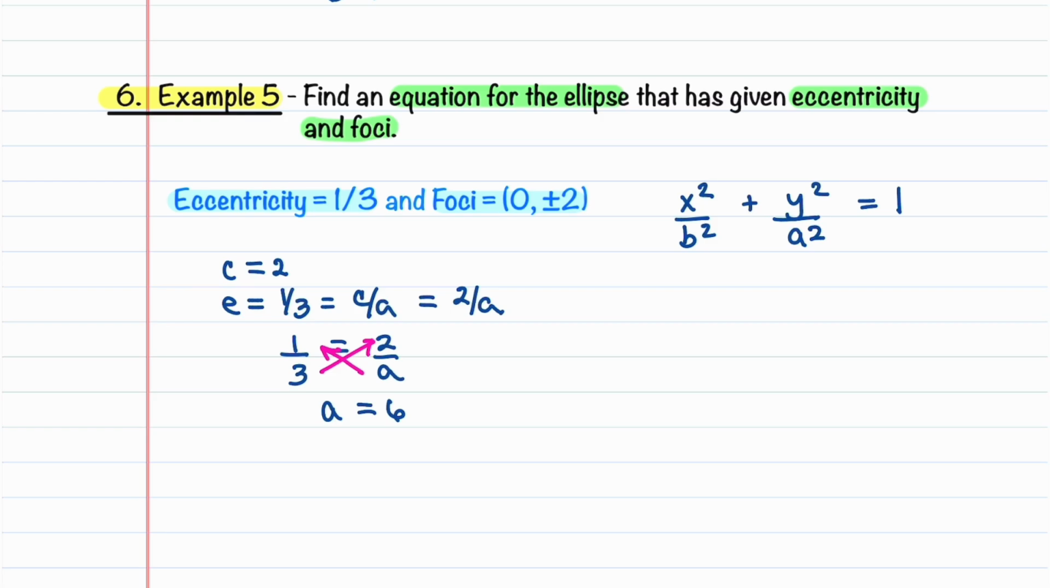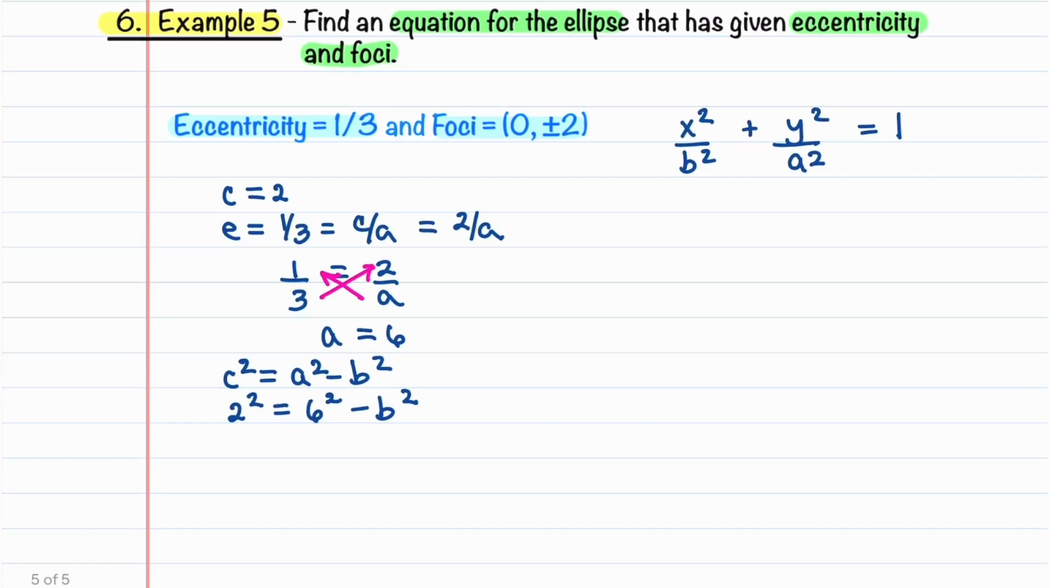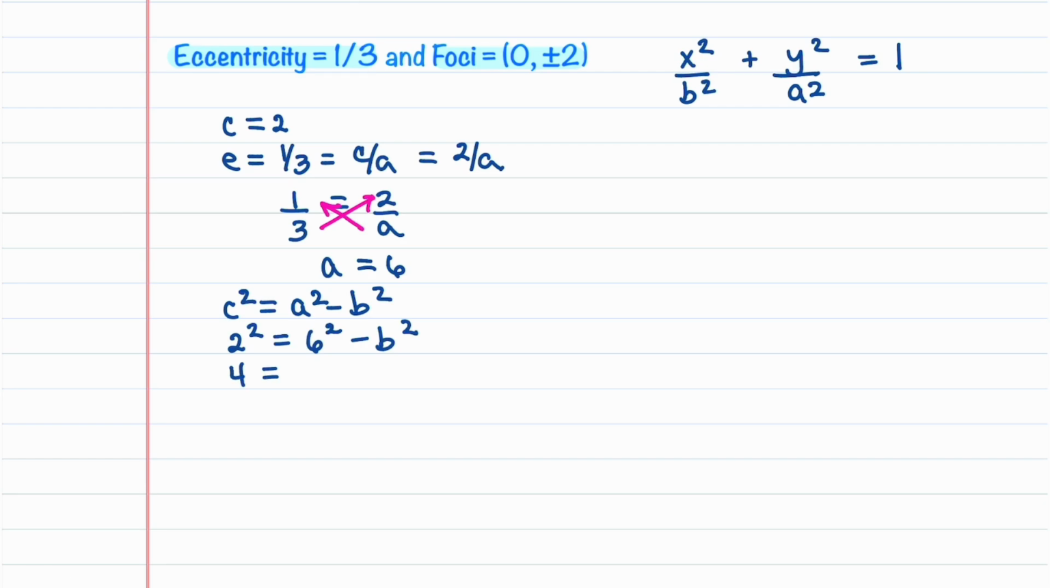To do that, we are going to use the equation c squared is equal to a squared minus b squared. I've saved this problem for last because I think it's the hardest. Let's now go ahead and plug in a and c. c is 2, so we have 2 squared is equal to a, which is 6, so that's 6 squared minus b squared. This is 4 is equal to 36 minus b squared. Let's pull the b squared to the left. So we have b squared, and then we'll pull the 4 to the right. So that's 36 minus 4, which is 32.